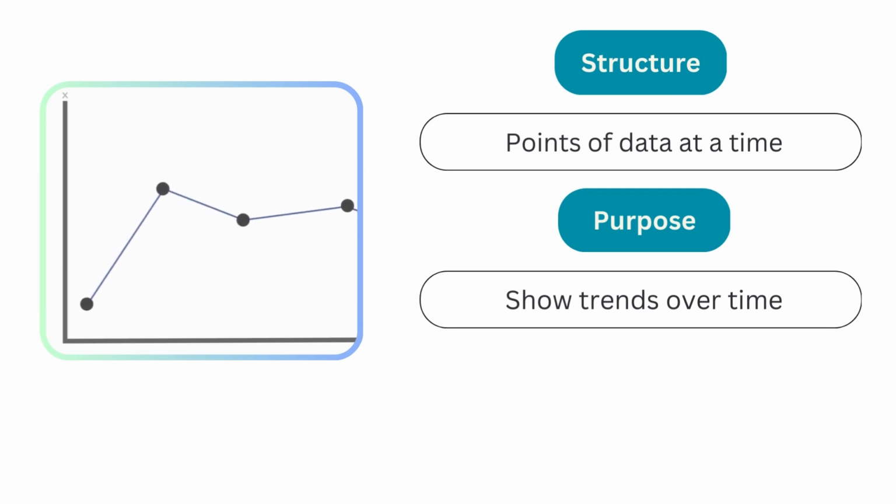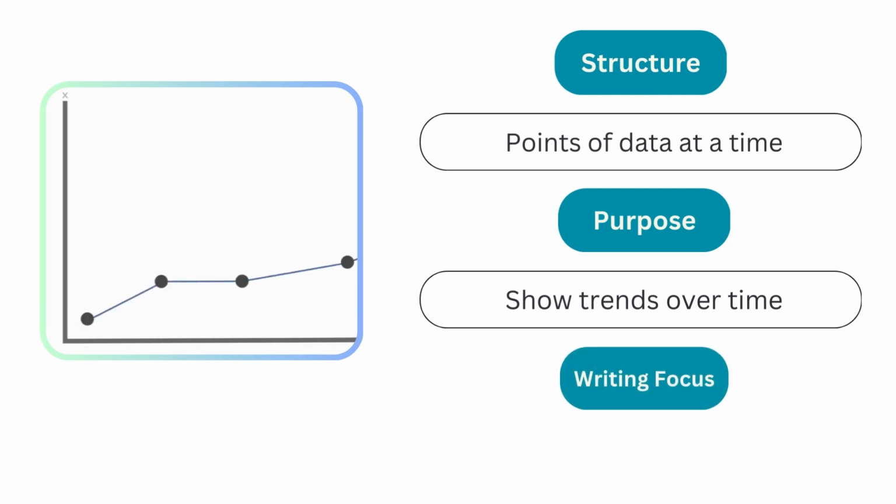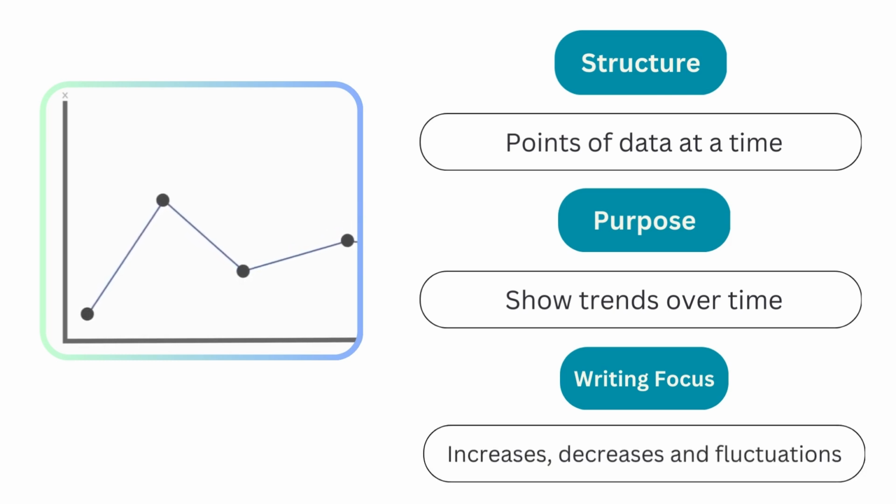It means continuous data. There is always time in line graph. Writing focus. Because line graphs track changes, comparisons, and relationships over a period of time, the writing focus usually includes increases, decreases, and fluctuations.